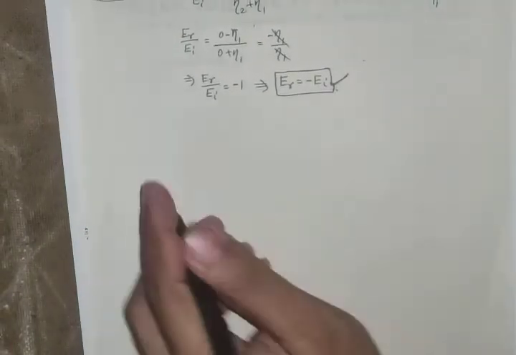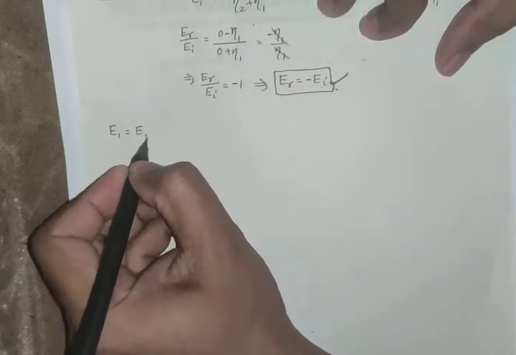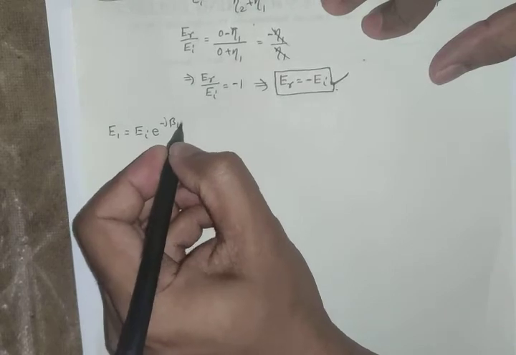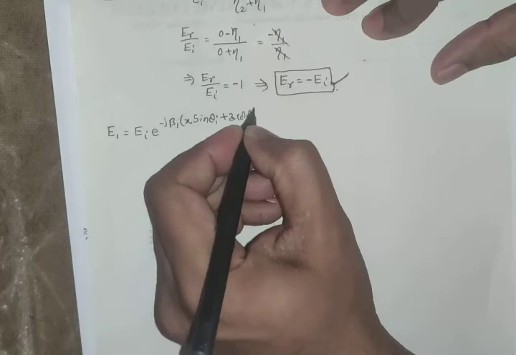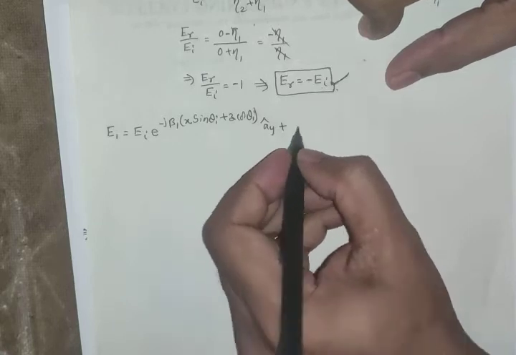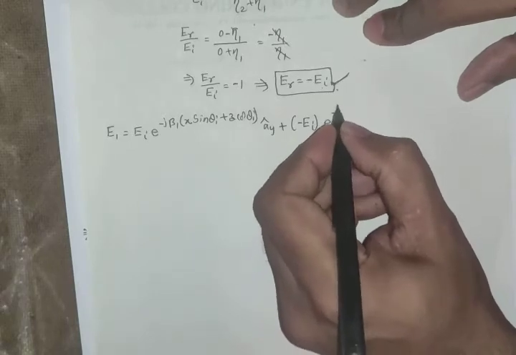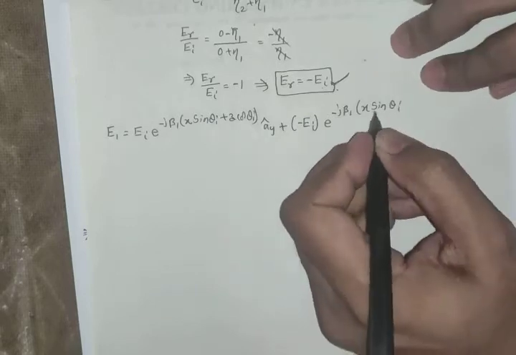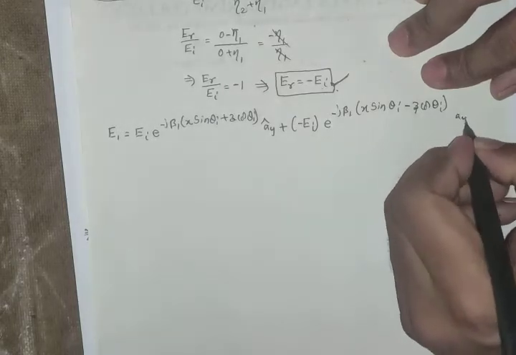So now the total electric field E1 equals EI into e to the power of minus j beta 1 into x sin theta I plus z cos theta I, in direction a y cap. Since ER is minus EI, this value becomes minus EI into e to the power of minus j beta 1 into x sin theta I minus z cos theta I, in direction a y cap.